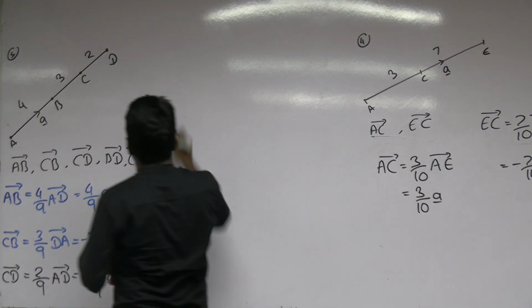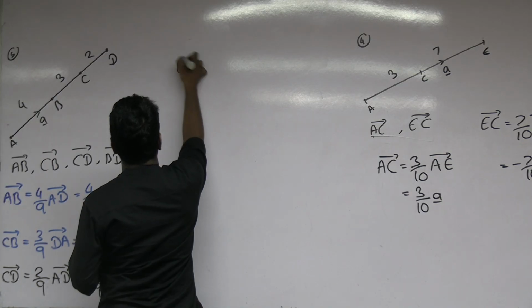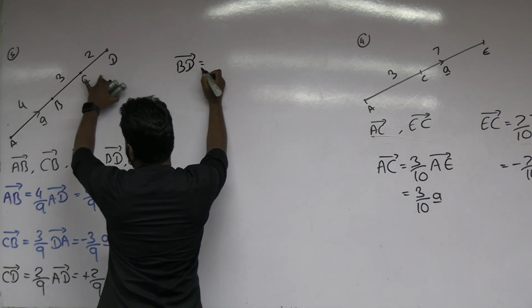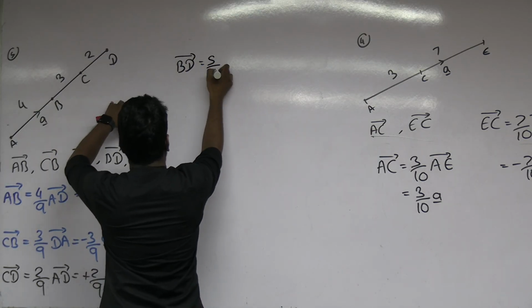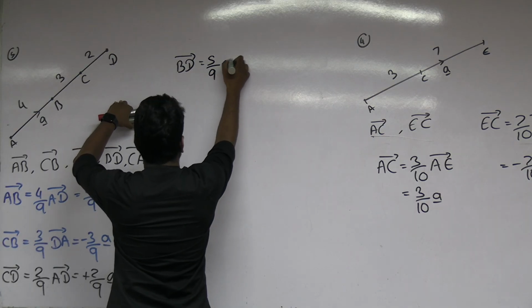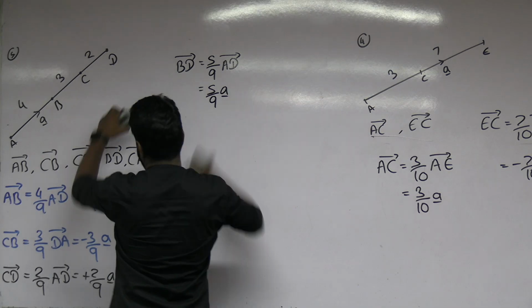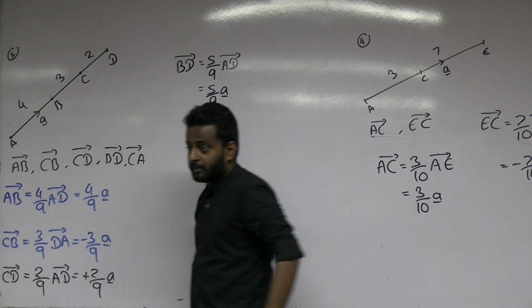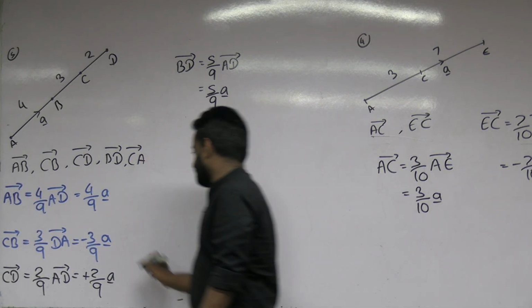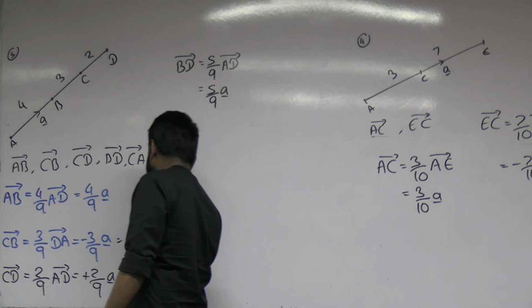So we can write BD. So the ratio of the line BD is equal to, this is 3 and 2, which is 5, and the complete ratio is 9. 5 over 9 AD. So AD is simple A, 5 over 9 simple A. Yeah, you can write this as minus 1 over 3 simple A.